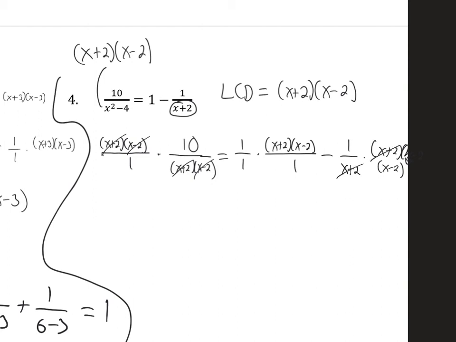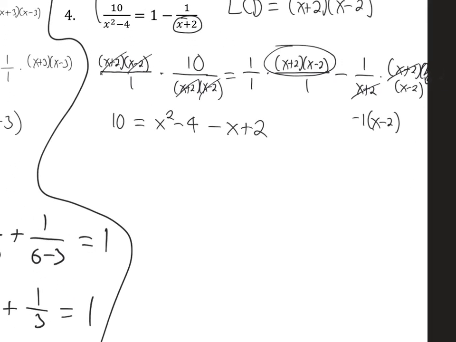So now we have 10 equals, and then x plus 2 times x minus 2 is x squared minus 4. That's this right up here. Minus, and then it's -1 over here, -1 times x minus 2, right? So that's going to be minus x plus 2. Okay? All right, and then if we combine like terms, -4 and 2, we're going to get 10 equals x squared minus x minus 2.